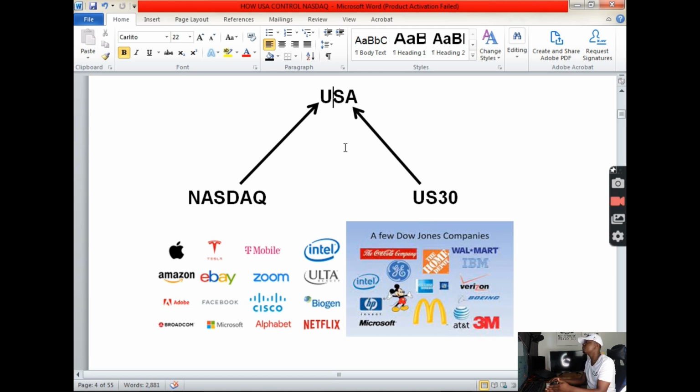So let's say, for example, if something happens to the USA government, it means that something will happen to McDonald's or Coca-Cola, or it can happen to Microsoft, whether they are increasing prices or decreasing prices. So that's how the USA has an impact on the NASDAQ market and the US30 market. I believe that the only way we can capitalize on this, the only way we can trade this USA news, is through economic news.